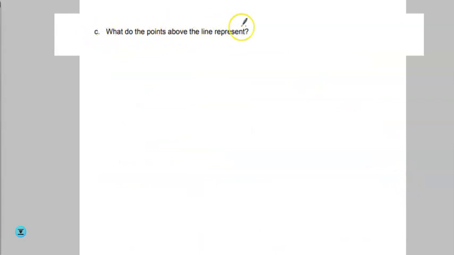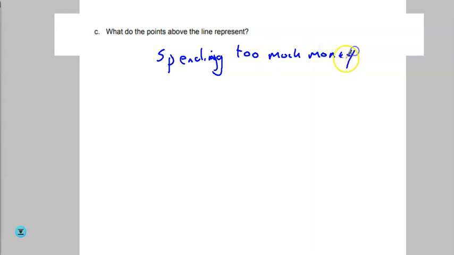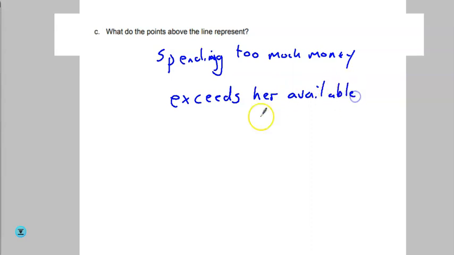What do the points above the line represent? Spending too much money. It exceeds, if you want to be fancy, it exceeds her available budget, right? It goes over what she has.